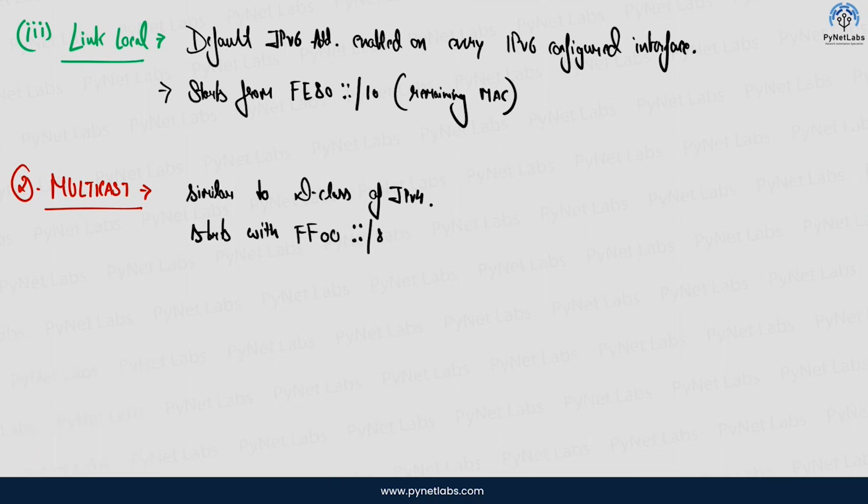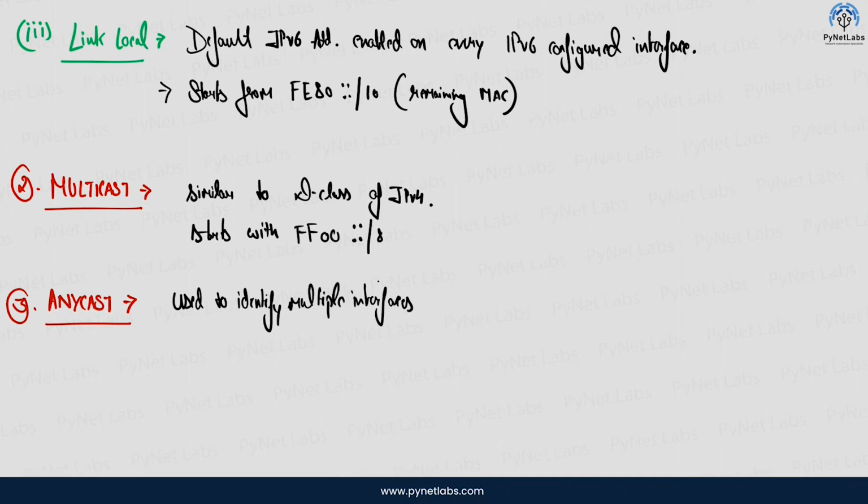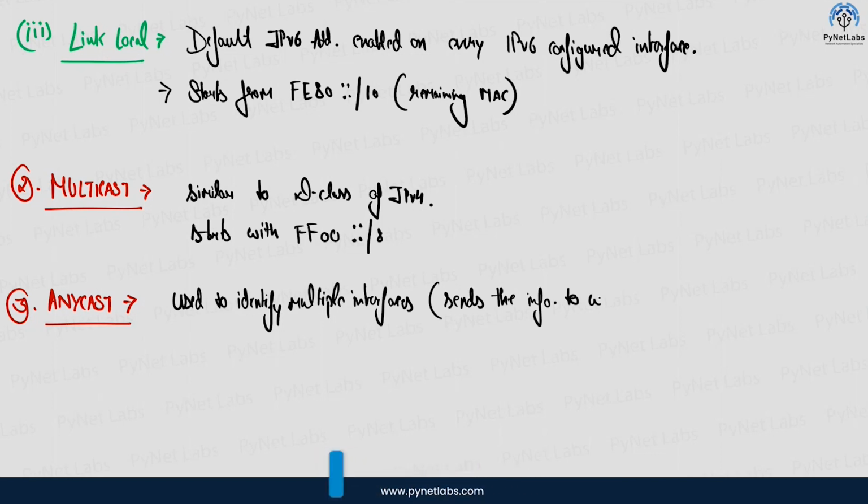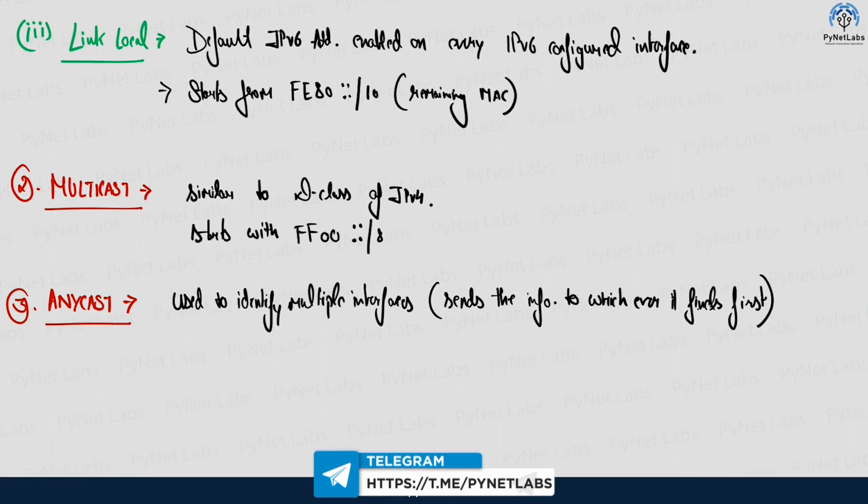And the last we have is your anycast IP, which is a different concept. So let's try to understand this anycast, then we will summarize the three categories of IPv6 once again. This anycast IP is something which is used to identify multiple interfaces, and also it sends the information to whichever it finds first. So this is one thing about the anycast address.